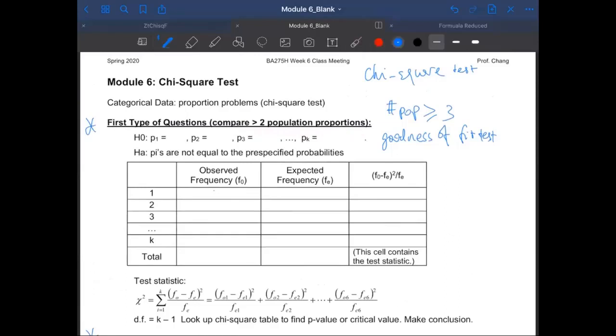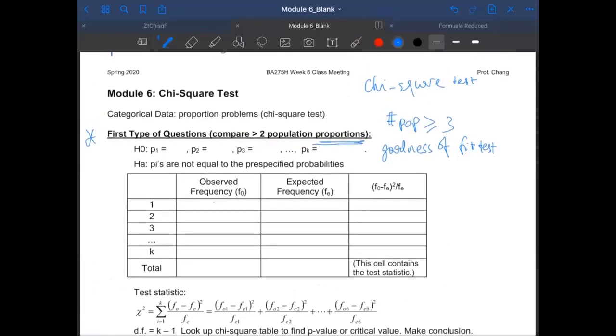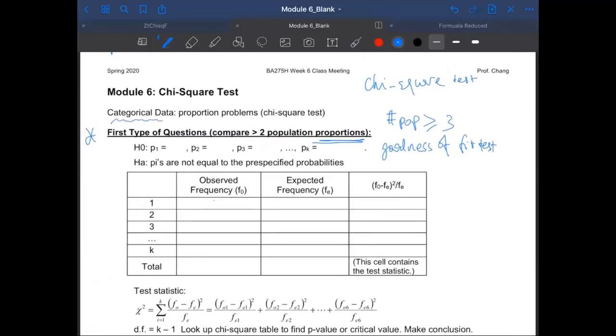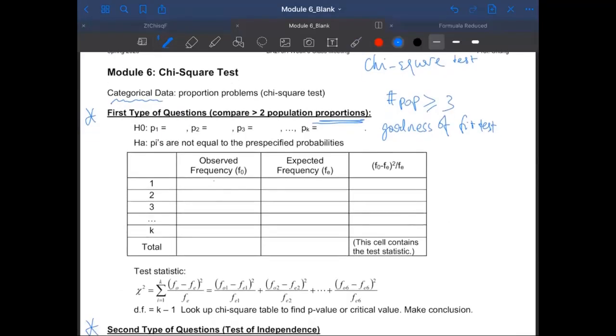Okay, because it's population proportions, that means we are dealing with categorical data, so we can classify data into different groups. Let's take a look. Regardless of chi-square test or Z or T test, we are doing a hypothesis test. So we have to make sure we write down the null and also the alternative. The null and alternative are very important.